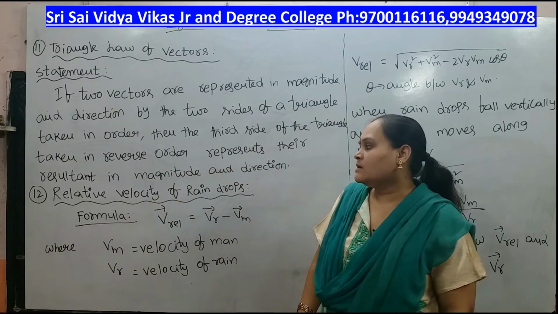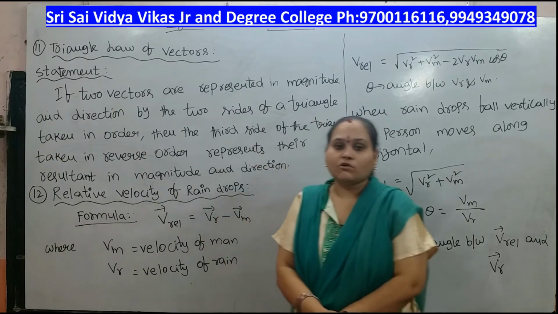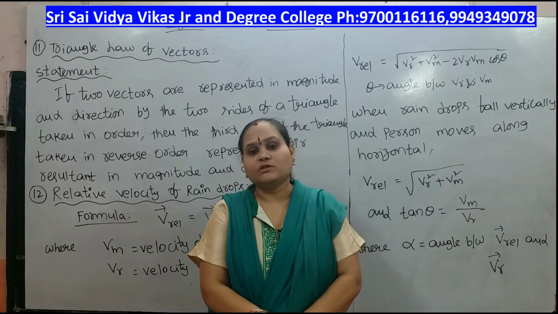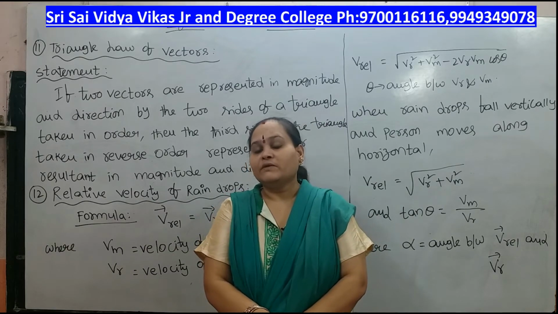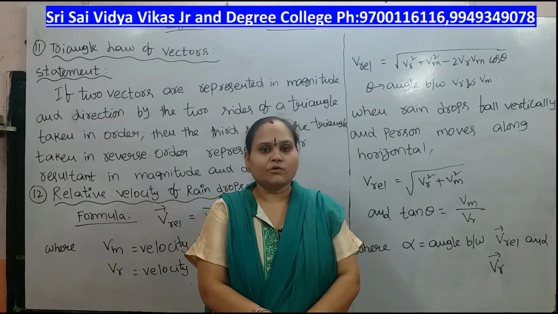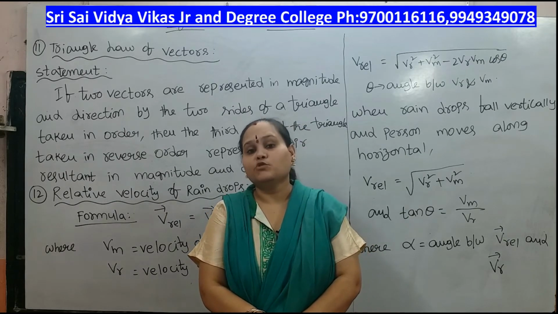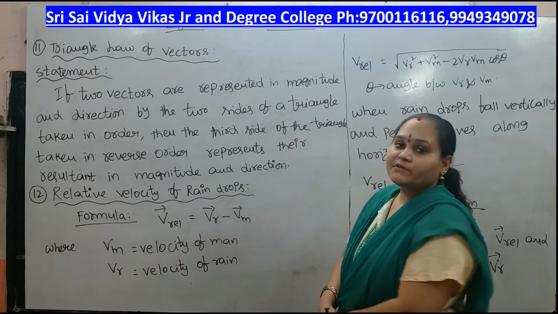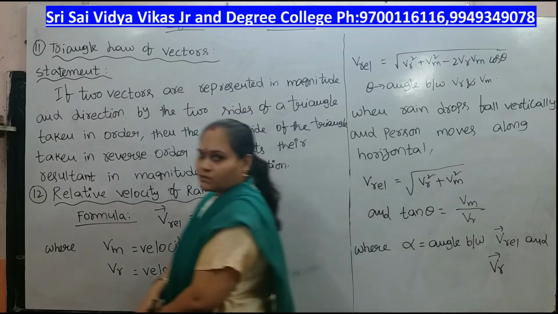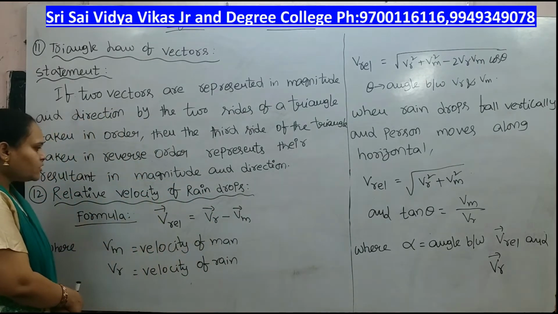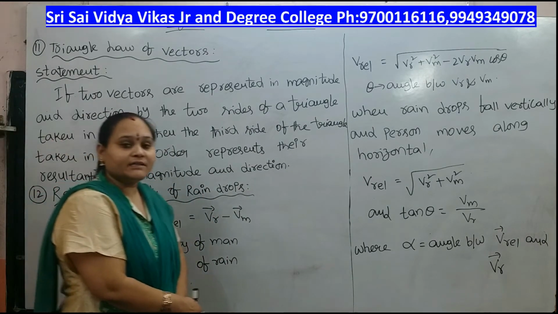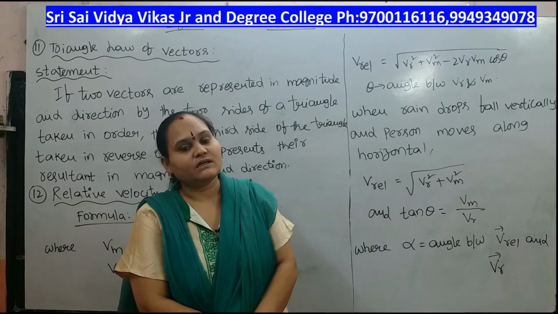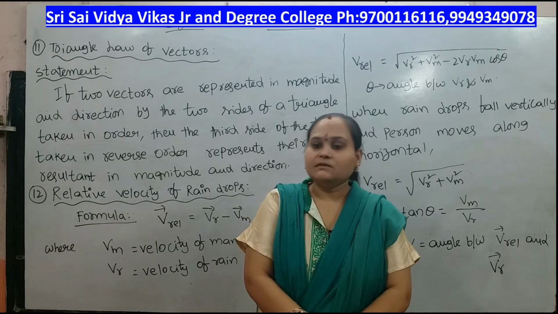And next one is the relative velocity of raindrops. First, everyone knows the relative motion. What is meant by relative motion? It means one body's motion when we see it from another body, that is nothing but the relative motion of that body. Okay. So, the relative velocity of raindrops will be mostly used in problems. Velocity means the rate of change of displacement. Velocity is a vector quantity and its SI unit is meters per second.